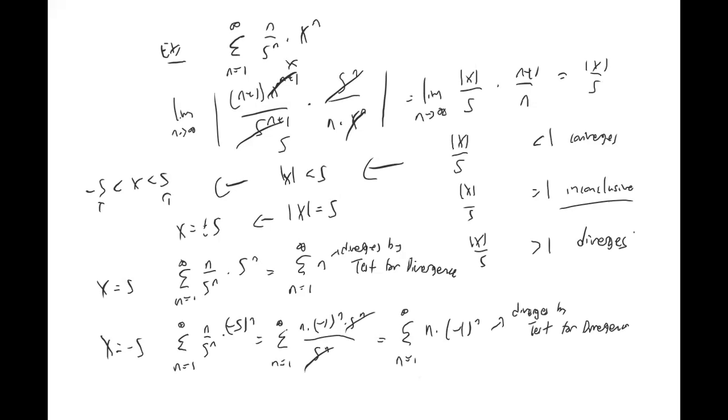So in this case, your interval of convergence is just the open interval, and your radius of convergence is 5. Everyone clear on this?